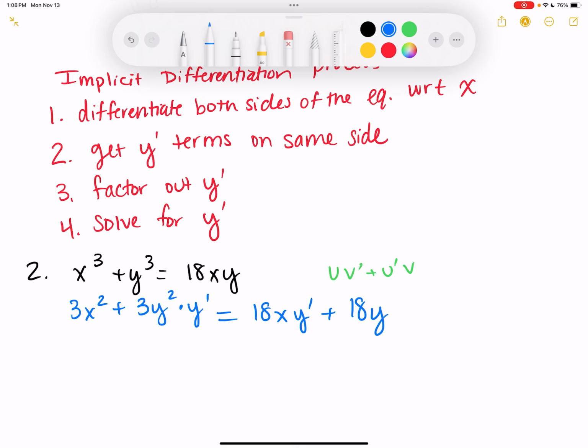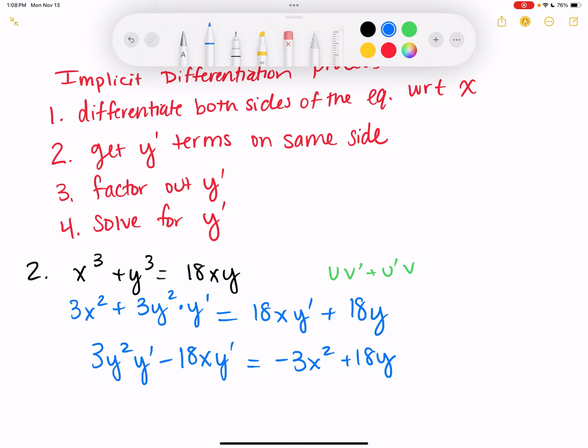So now you've done the hard part. You've done the calculus. Now we're to basic algebra. Or maybe not so basic. We're to algebra. Okay? I need to now get all the y prime terms on one side and all the terms that don't have a y prime on the other side. So I'm going to move this one to the left, and I'm going to move this to the right. Okay? So I've got 3y squared y prime minus 18x y prime is equal to negative 3x squared plus 18y.